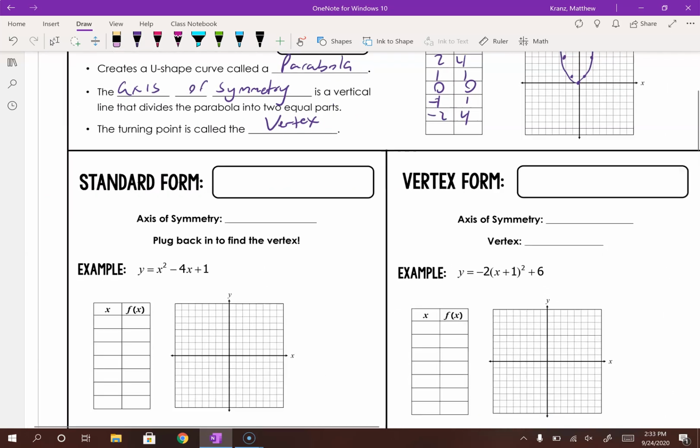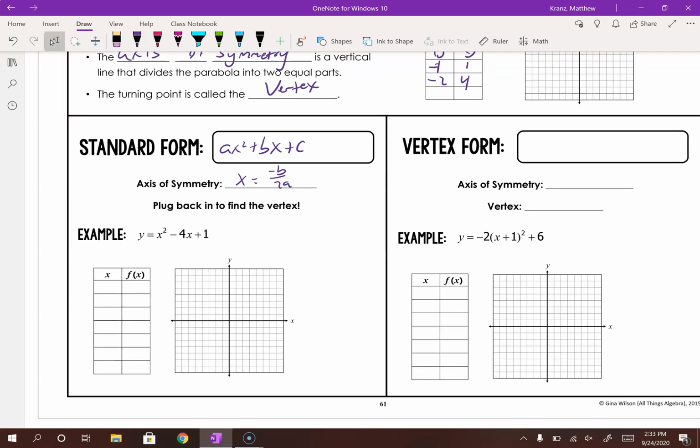So now in standard form, our parabola is ax squared plus bx plus c. And the axis of symmetry we find by doing negative b over 2a to find the x, and then we substitute it in to find our y. In this one, a equals 1, b is negative 4, and c is positive 1. So using negative b over 2a, it would be negative negative 4 over 2 times 1. That gives me 4 divided by 2 is 2. So I know my axis of symmetry is located at x equals 2.